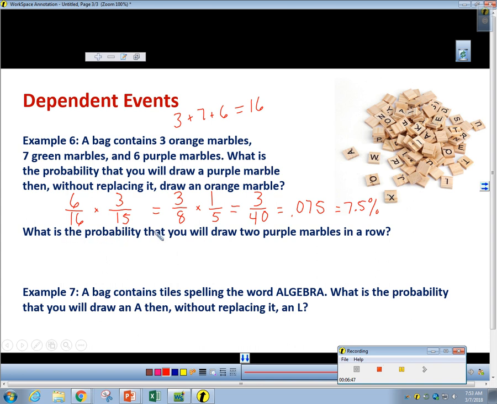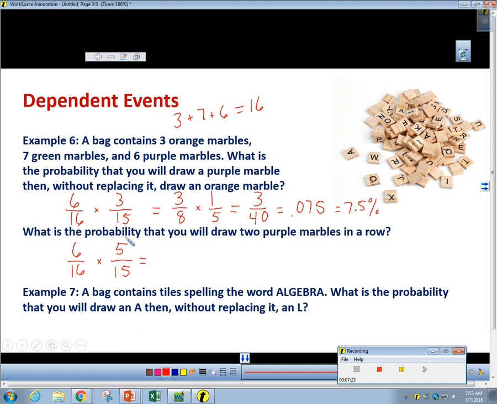Similar problem here, except this time it says, what's the probability we draw 2 purple marbles in a row? Well, we know one purple marble is 6 in 16. For that second purple marble, we only have 15 marbles because we took a marble out. But the marble we're taking out is purple. So now we look at our purple marbles. If we started with 6, now we're down to 5. So we have 6 out of 16 for the first marble, then 5 out of 15 for the second one because we took a purple marble out.